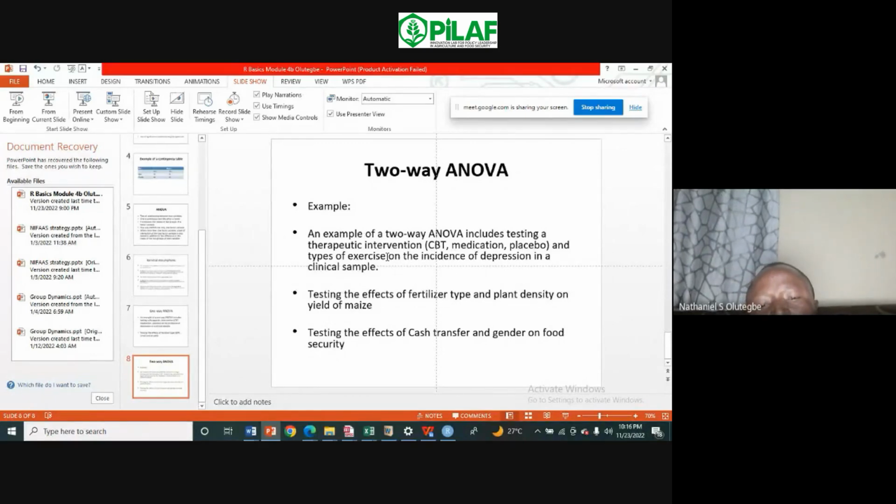Another example could be testing the effect of cash transfer and gender on food security. Cash transfer can be measured using two categories: yes, I'm a beneficiary, I'm not a beneficiary. That's a factor. Gender, male and female. So we're interested here in those who are beneficiaries that are male, those who are beneficiaries that are female, those who are not beneficiaries that are male, those who are not beneficiaries that are female. How do they rank? Which one is high, which one is low? To the point that you can say, at the end of the day, we can conclude that cash transfer is actually effective in getting households to improve their food insecurity.